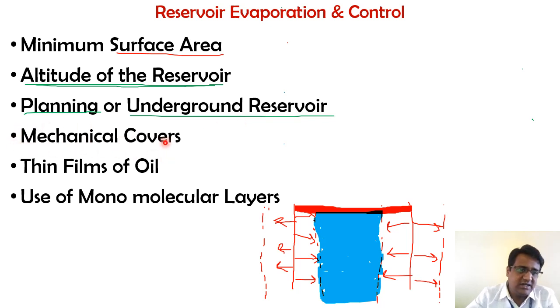Okay, next one is mechanical covers. Sometimes, if the depth is more, if it is pre-planned and all the conditions are ideal, they use some kind of mechanical covers. Whenever I say mechanical covers, it is not just a simple layer of cloth or plastic laid on top of the reservoir, but any kind of material that can be put on top of that water surface so that the evaporation rate will be reduced.